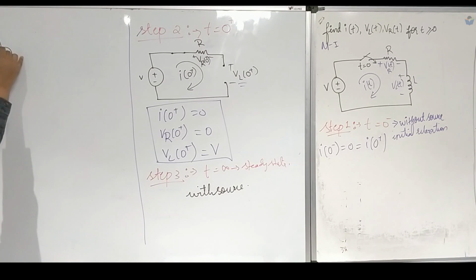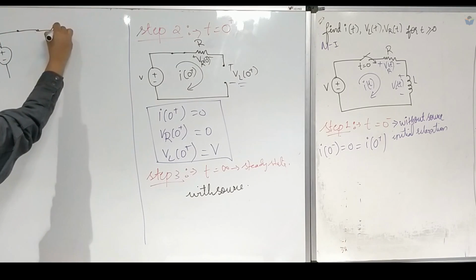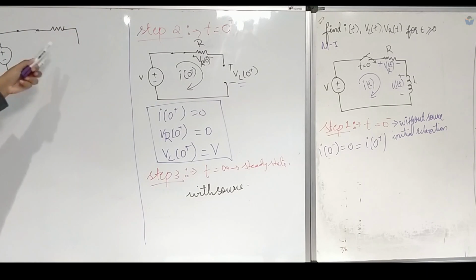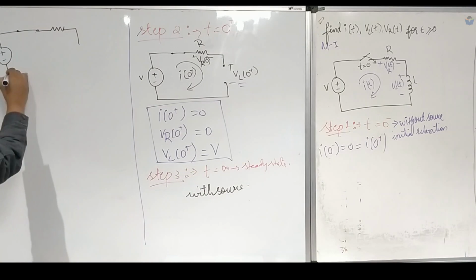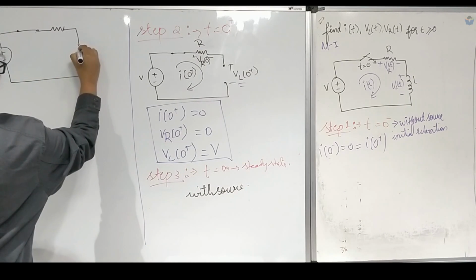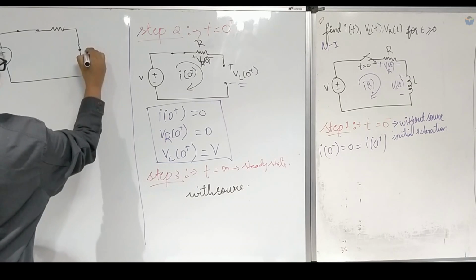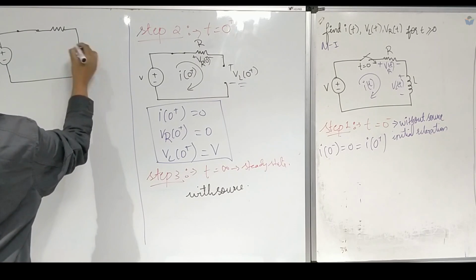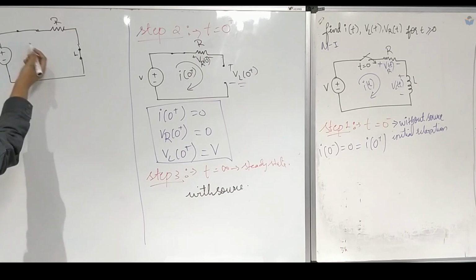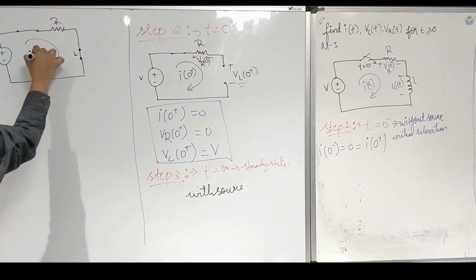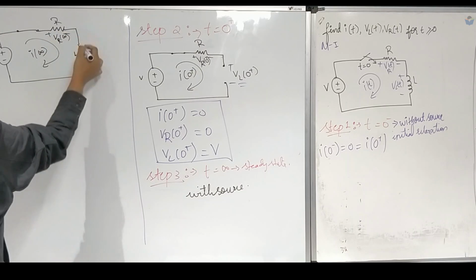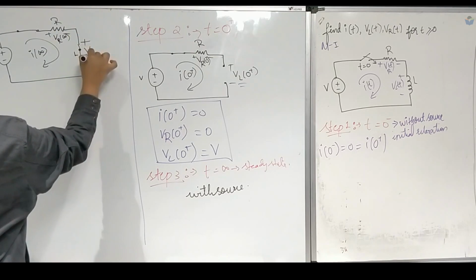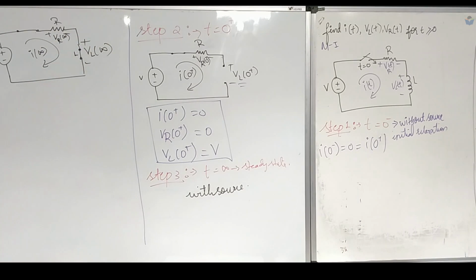This will be minus V, then we have switch closed, then R. Now how does the inductor behave at steady state? It will behave like a short circuit. So this will be short circuit. This is L over here, this is R, and this is current I of infinite. This will be VR of infinite, and across here it will be VL of infinite.